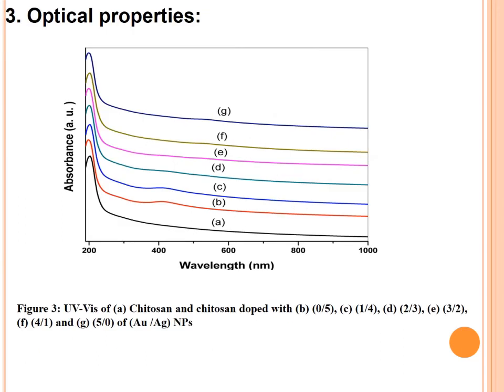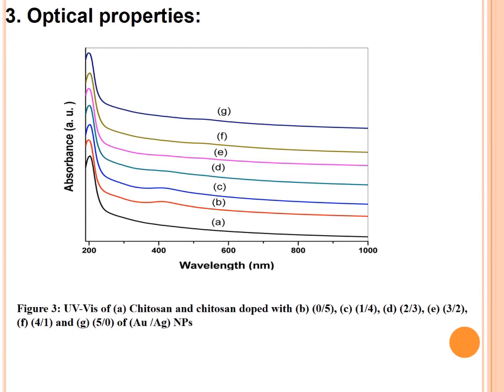We studied the optical properties of chitosan doped with various ratios of gold and silver nanoparticles using a UV-visible spectrophotometer. As seen in figure 3a, chitosan has a maximum peak at 201 nanometers, which corresponds to N-acetyl glucosamine and glucosamine of chitosan. In figures 3b and 3g, there is an additional peak at 410 nanometers and a weak peak at 528 nanometers, corresponding to the peaks of silver nanoparticles and gold nanoparticles.